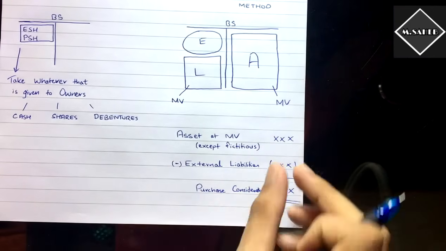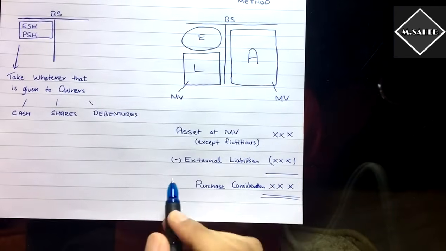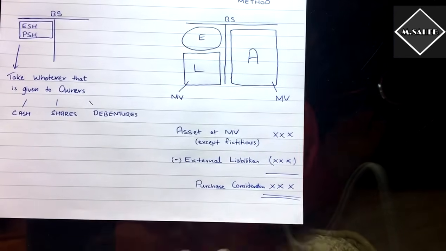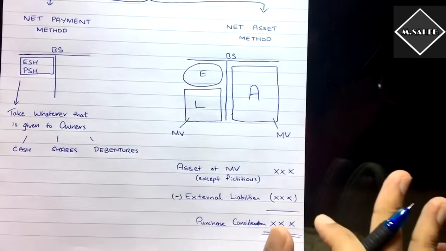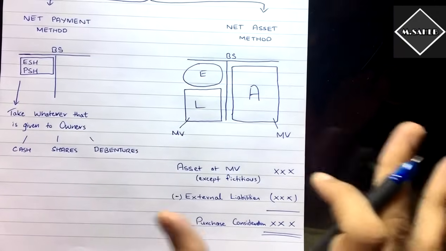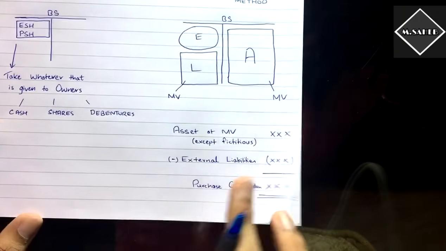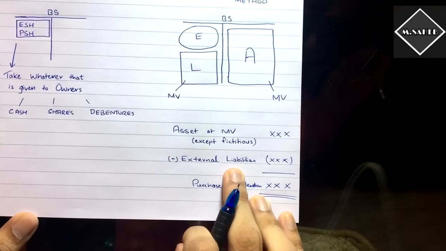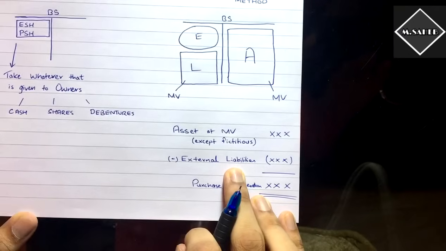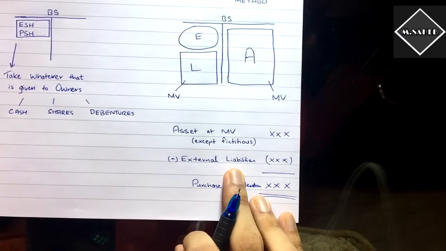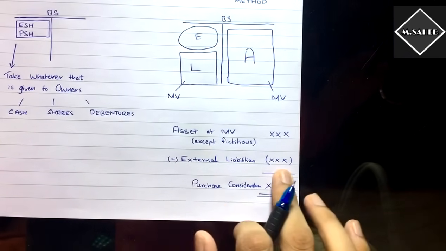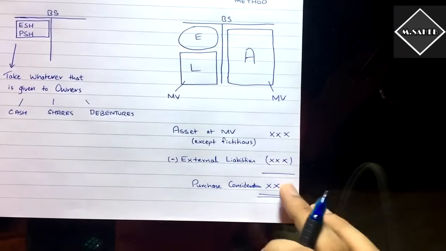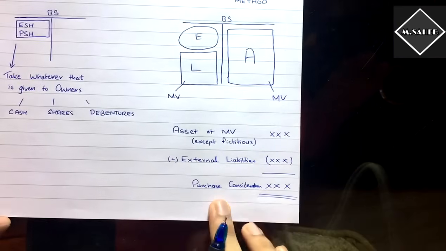So assets at market value, and then you are going to deduct external liabilities. Don't deduct preference share capital, equity share capital, or reserves and surplus. Those are not liabilities, that is equity. You have to take only liabilities. Here you also have to take workmen compensation fund, provident fund, provision for taxation and all that, right? Those are liabilities, you have to take them here, minus external liabilities, and then after deducting that, you will get the purchase consideration.